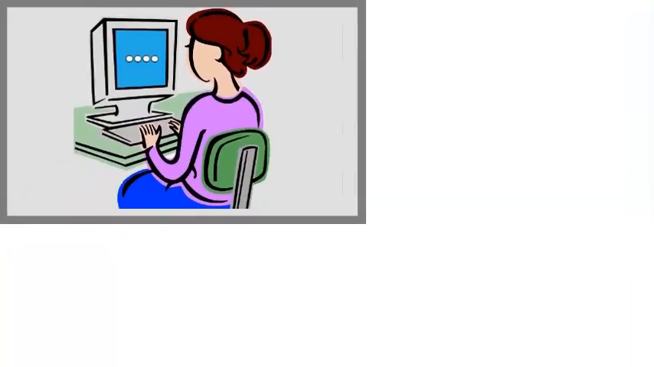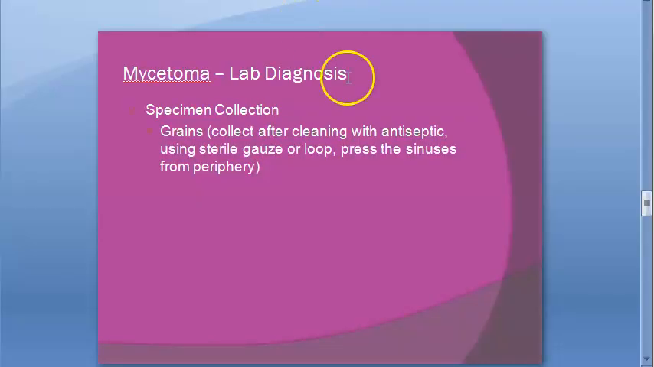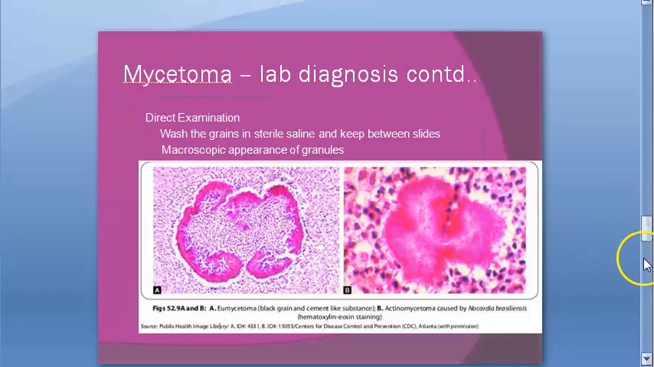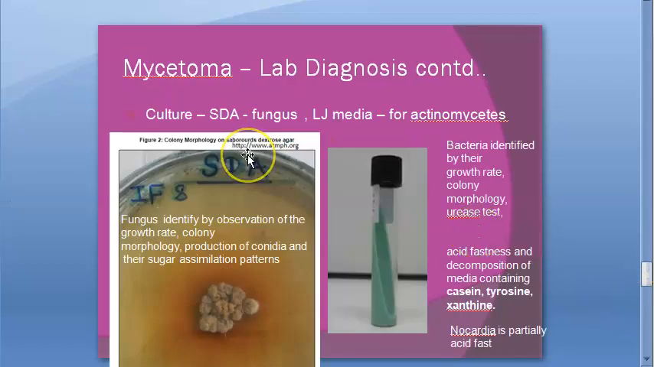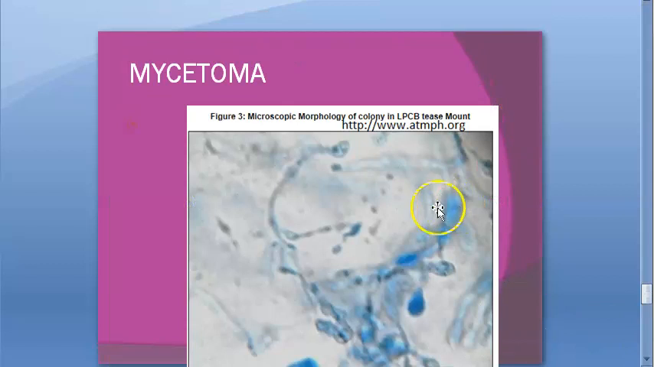So people, the lab diagnosis of mycetoma is done. Just take a recap of what you have seen in lab diagnosis. You collected the specimen, then you washed it and directly examined it, and then you tried some KOH mount, Gram staining and all. Then you did some culture on SDA and LJ media. Okay, so that completes the lab diagnosis.